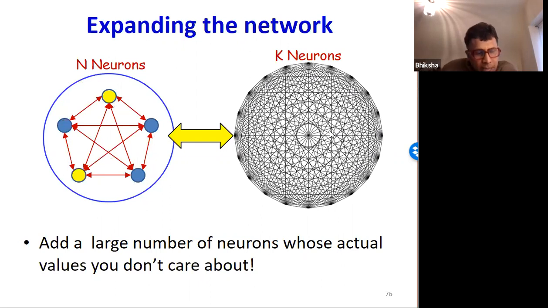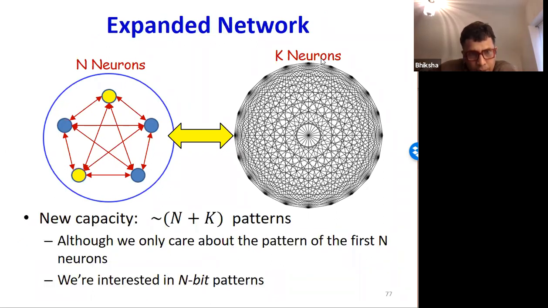Say I'm trying to remember 4-bit patterns, but I want to remember more of them. Let's say I want to remember 6 of these, which is more than 4, right? I will take these 4-bit patterns and add 20 don't care bits. Now, if I've appended k bits to my original n bits, the new capacity of the network is going to be n plus k, although you're only interested in the first n bits.